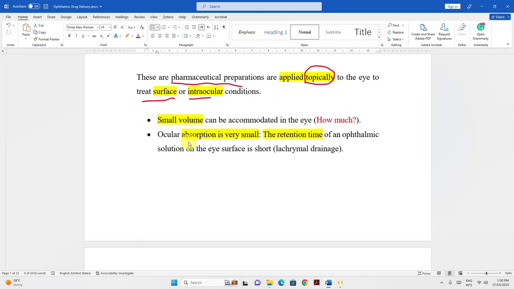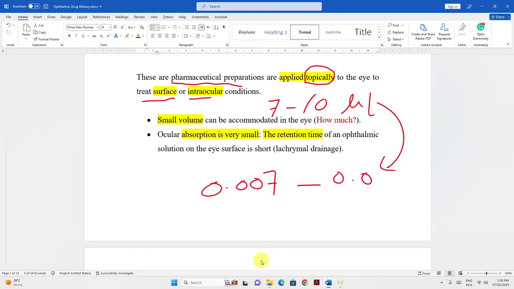If we want to study the eye, consider the tear in the eye. Our eye is lubricated by tear that allows our eyelids to close and open. Now, what is this volume? This volume usually ranges from 7 to 10 microliter. If you want to convert this, it's like 0.007 to 0.01 ml. You see how small this volume is.